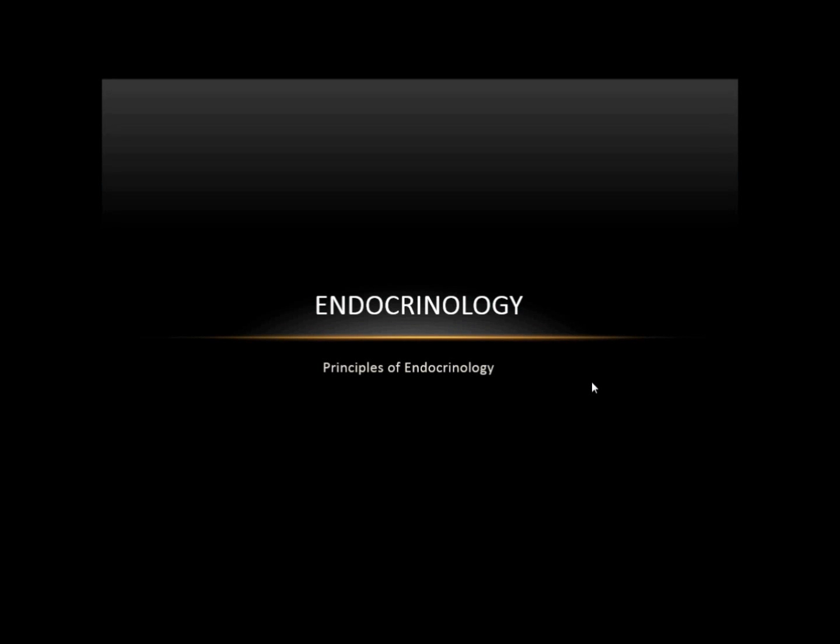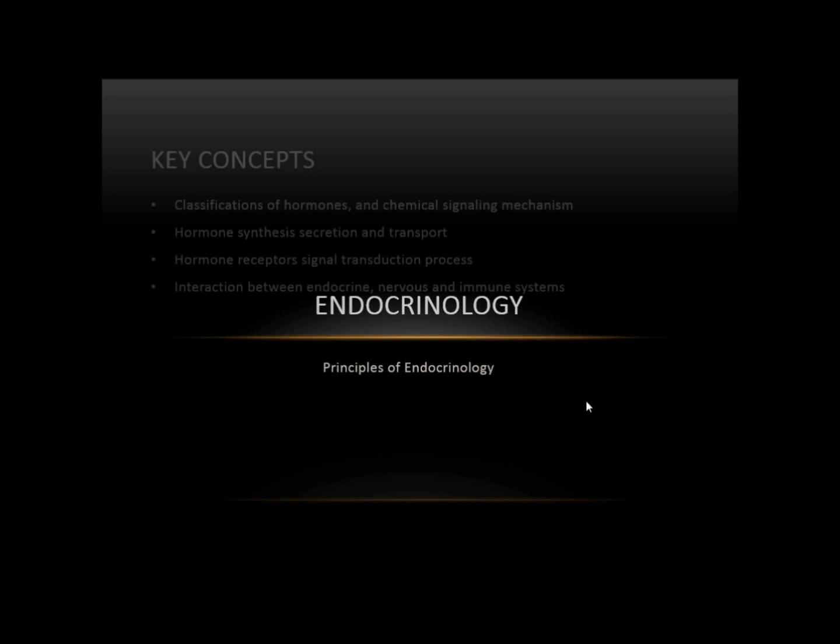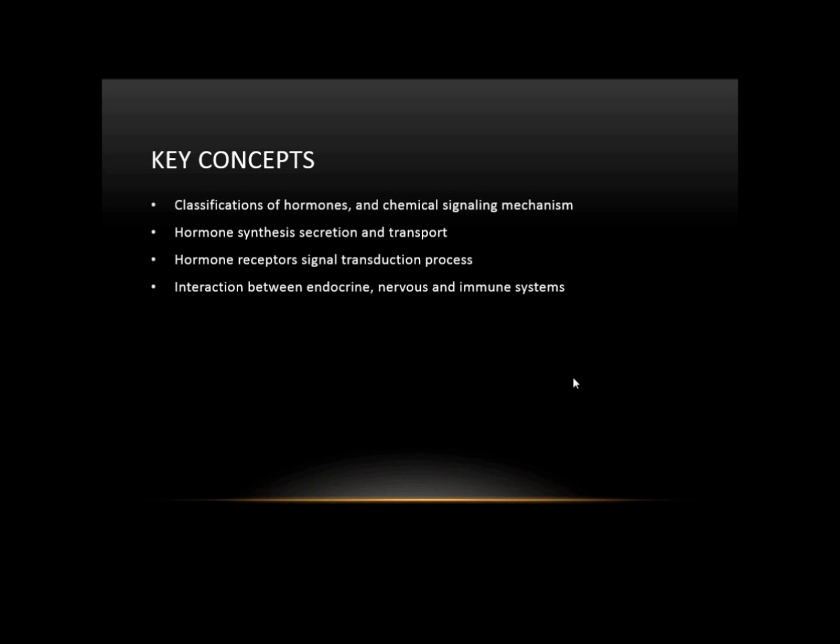Welcome to the introduction of endocrinology. We will emphasize four main concepts. First is the classification of hormones and their chemical signaling mechanism. Furthermore, we're going to see their synthesis and secretion and how they are transported. Then the hormone receptors, the signal transduction process, and the interaction between the endocrine, nervous, and immune systems.